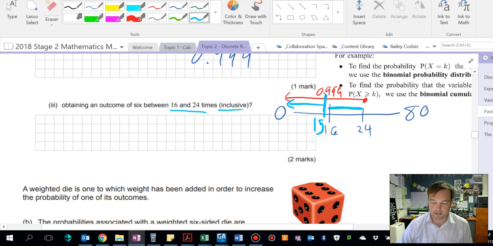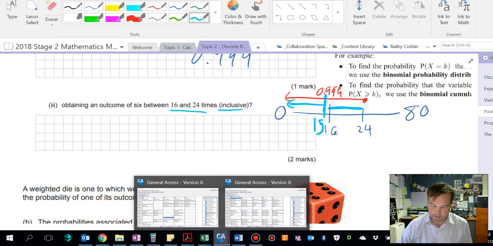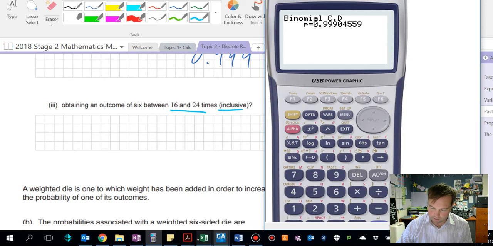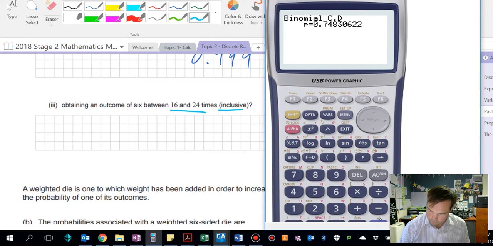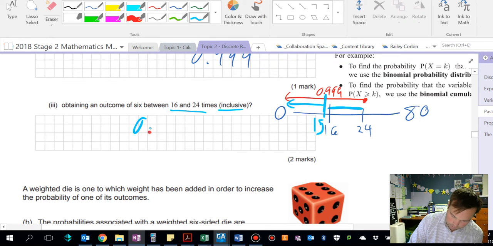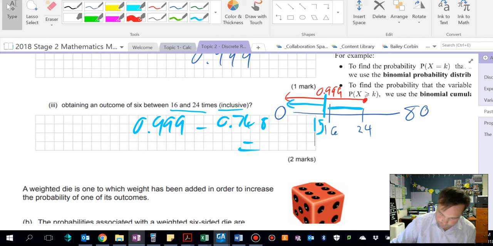That there is the probability of 15 or lower, because we want to be inclusive of 16. So we have to calculate the probability of getting 15 6s or fewer and subtract it off. If we go to here, we want to change that to 15, and lots of people make the mistake of putting 16 there. Execute. So the probability here will be 0.999 minus 0.748. And whatever that is, you can do it.